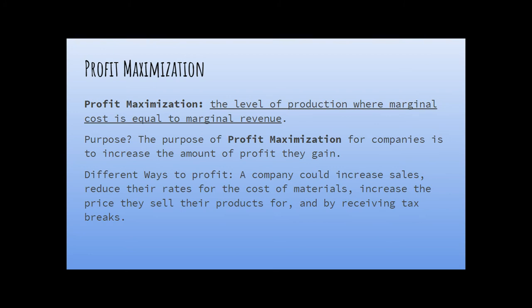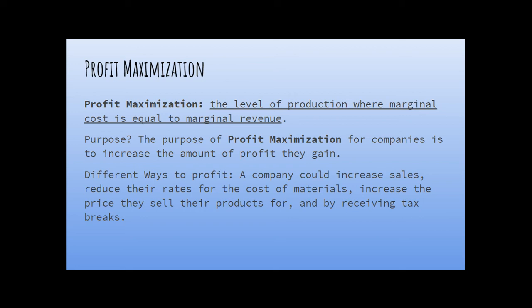We're at profit now. All right, so we're at profit maximization. Profit maximization is the level of production where marginal cost is equal to marginal revenue. And the purpose of profit maximization for companies is to increase the amount of profit they gain. Companies are always striving to achieve profit. That's how they make their money, how they stay.